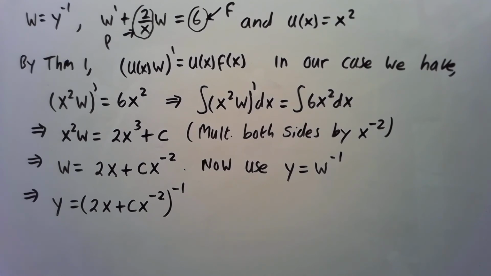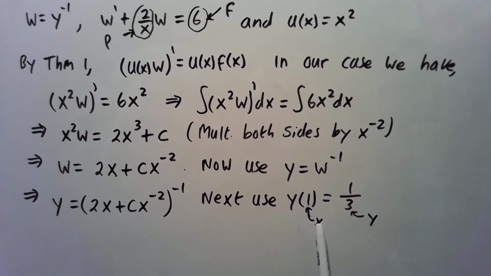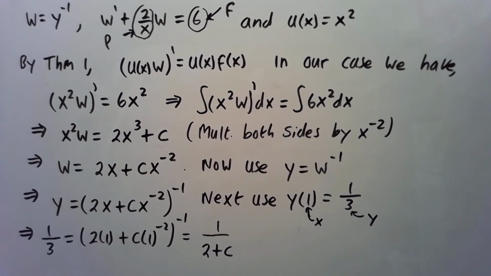Now let's use our initial condition. Our initial condition was y of 1 equals 1/3. So you're going to put 1 in place of x and 1/3 in place of y over here. Doing that, we have 1/3 equals 2 plus c times 1 to the minus 2, raised to the minus 1. This simplifies to be 1 over 2 plus c. And you can see for these two sides to be equal, 3 must equal 2 plus c. So it looks like c is going to be 1 then.